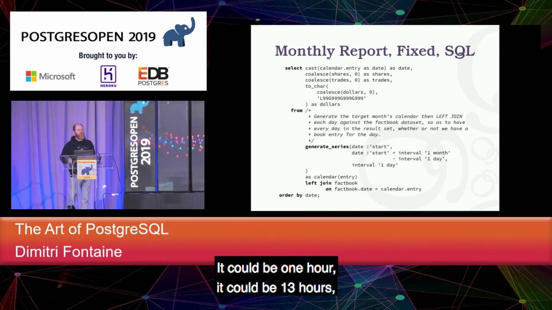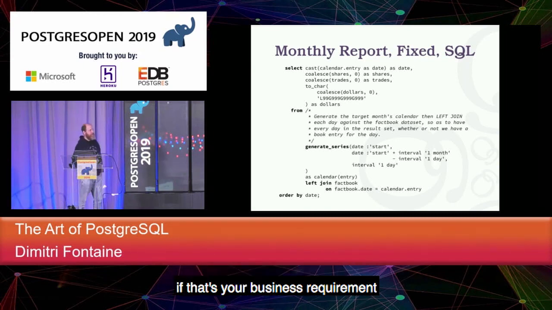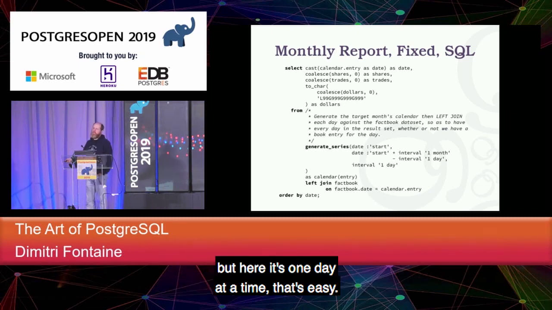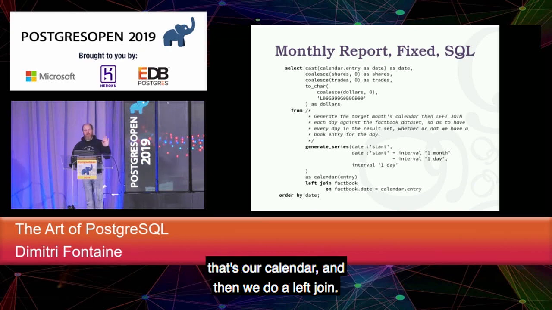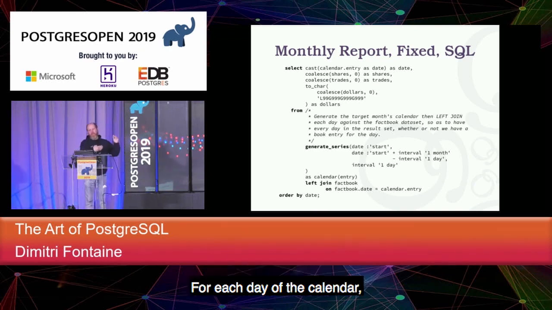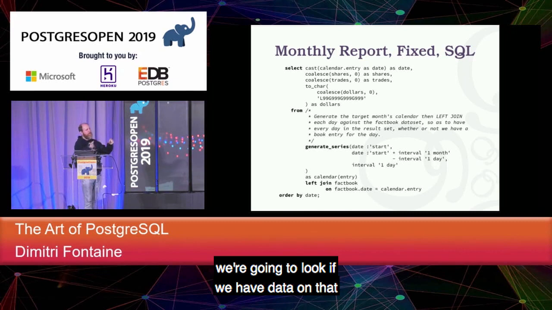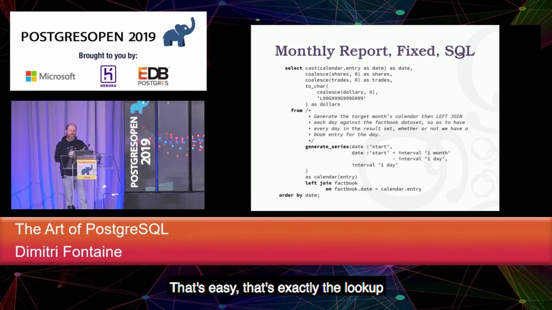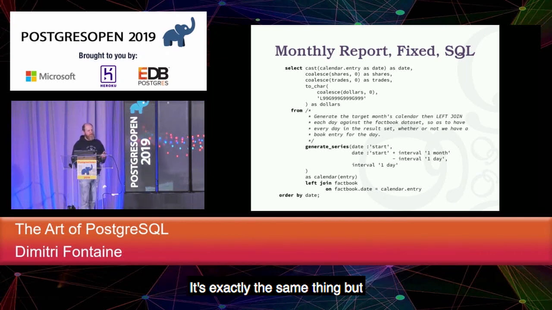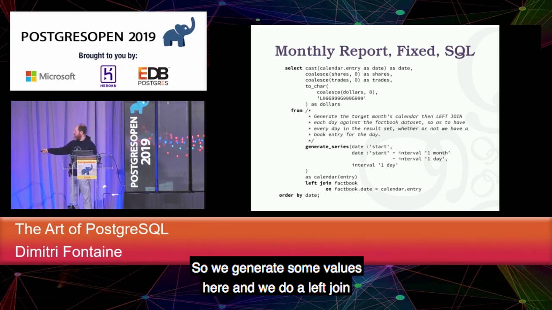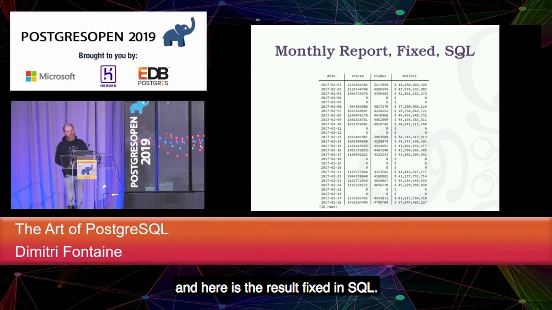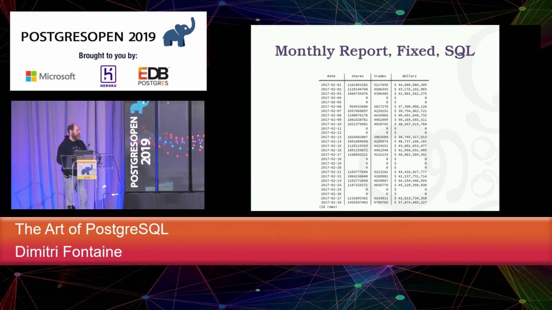It could be 1 hour, it could be 13 hours if that's your business requirement, but here it's 1 day at a time. Okay, that's easy. So we generate a series of dates. That's our calendar. And then we do a left join. For each day of the calendar, we're going to look if we have data or not in the main table. That's exactly the lookup that was implemented in Python before. It's exactly the same thing, but it's done with PostgreSQL on the database side. So we generate some values here, and we do a left join, and here is the result, fixed in SQL. Easy, right?